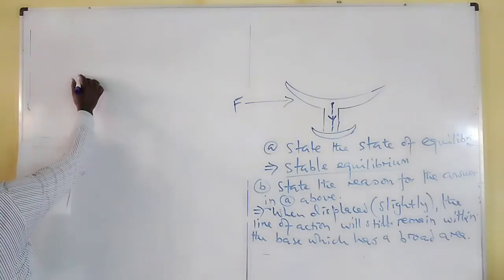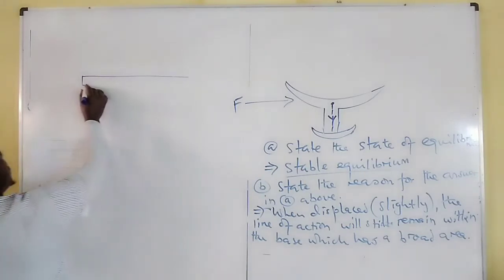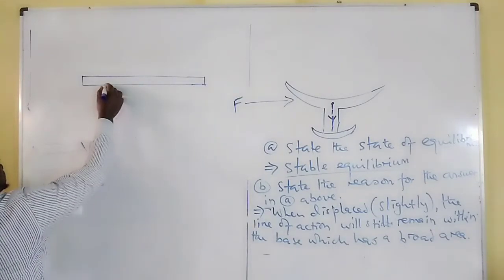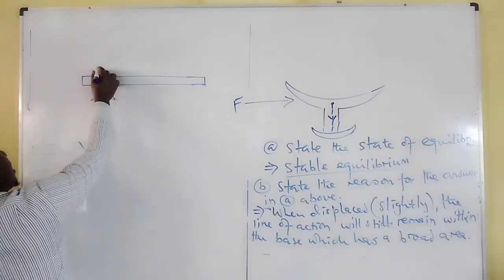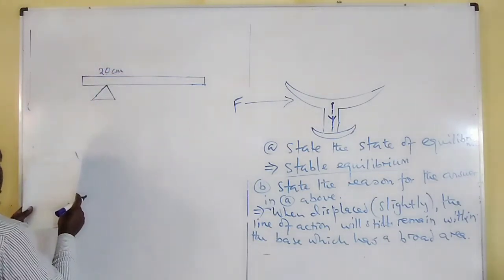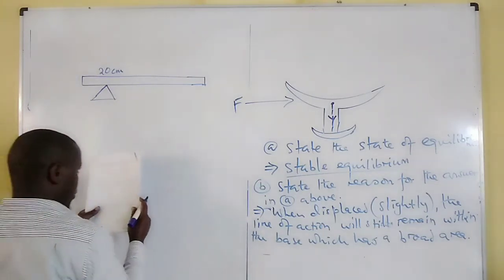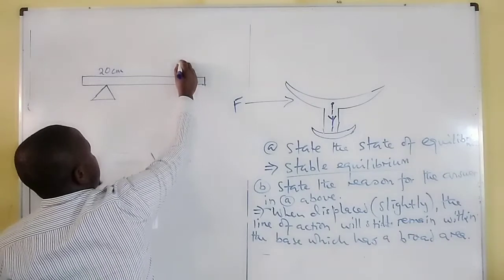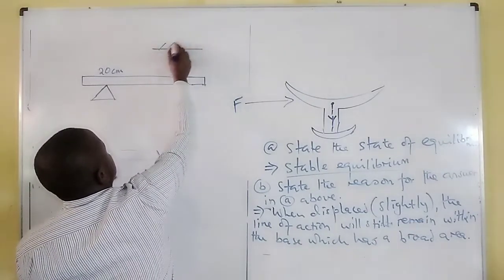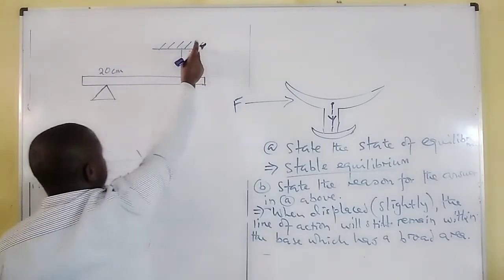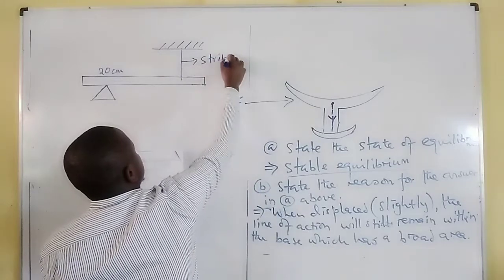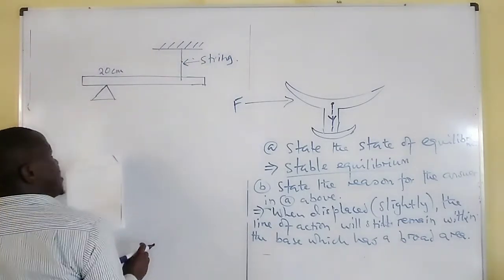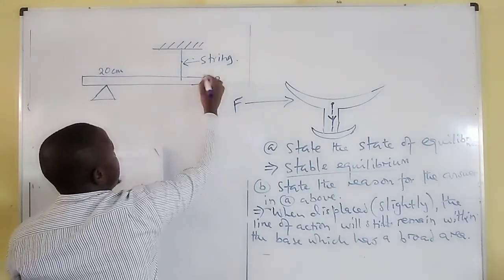Therefore, this is the setup. This, we are told it is 1 meter long. Then it is being pivoted at the 20 centimeter mark. Then after that, we are also told that it is supported from the other end by a string which is attached to a strong support. And we have a string here. This is a string. Just indicate that that is a string. This is end B, and this is A.